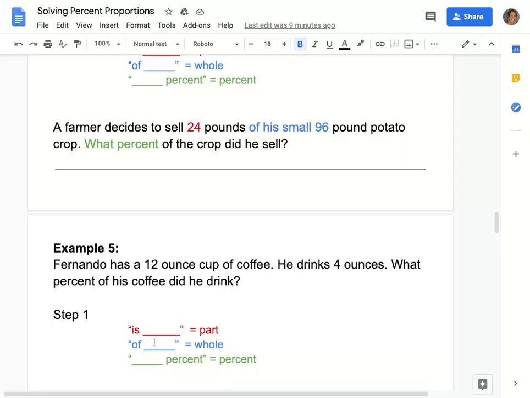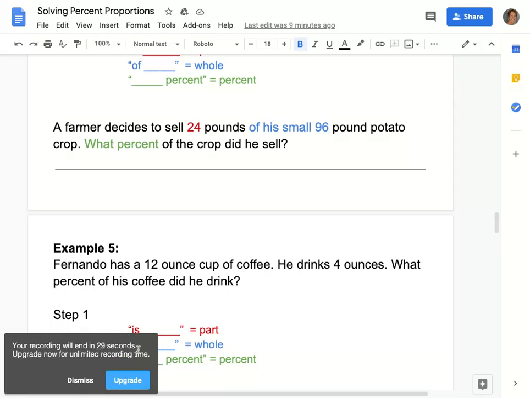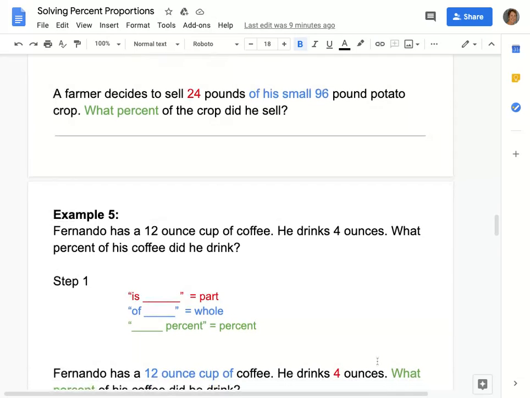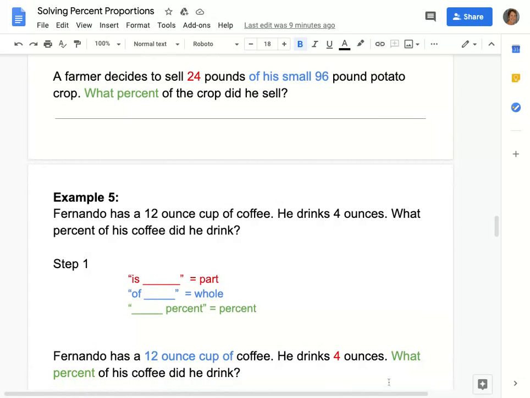Do we see anything "of" for the whole? I didn't see anything like that. And then I said, is there like something percent? Yeah, there's what percent. So I made that green. So then I thought, what would be the whole? Oh, there is of coffee, 12-ounce cup of coffee. So that's the whole. And then we're left over, the part must be 4.